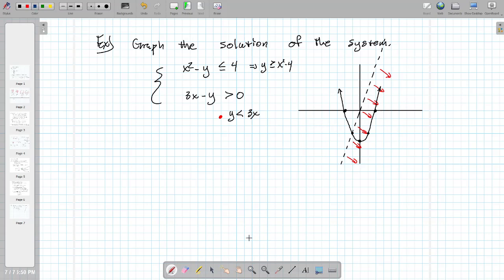We graph the solution set for the parabola now. We have y is greater than or equal to x squared minus 4, so we have a solid curve. And if we plug in 0, 0, we get that 0 is greater than or equal to -4. So we shade the side with the 0, 0 point. Be this side.